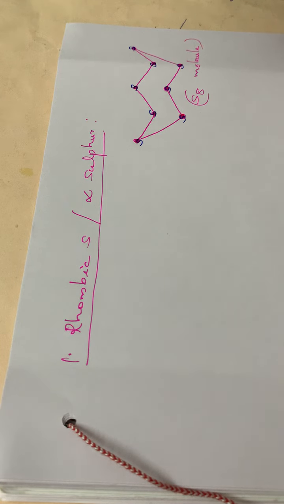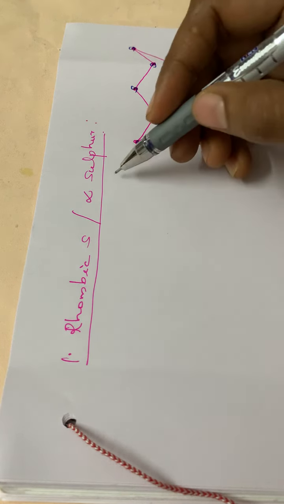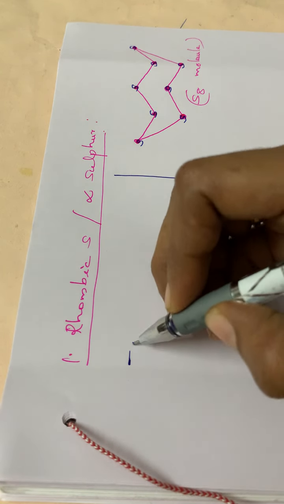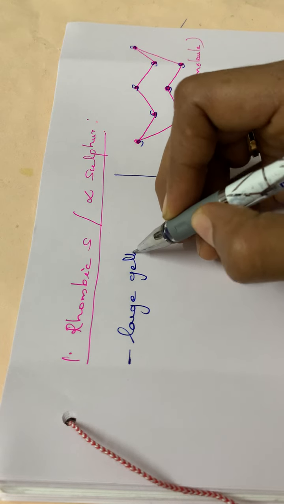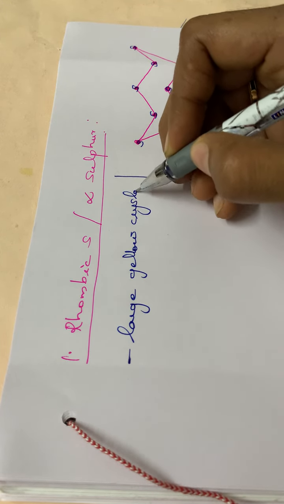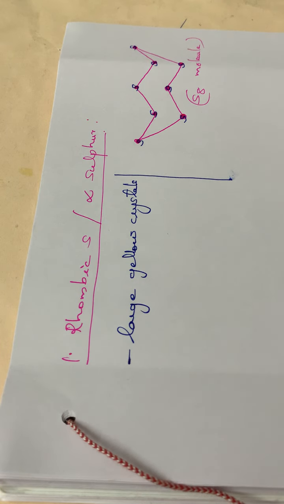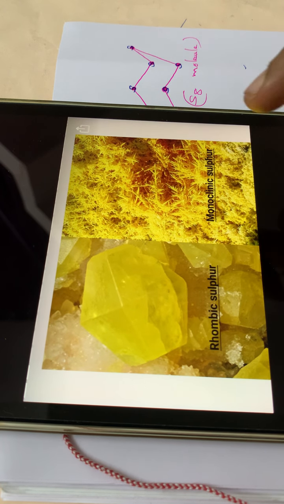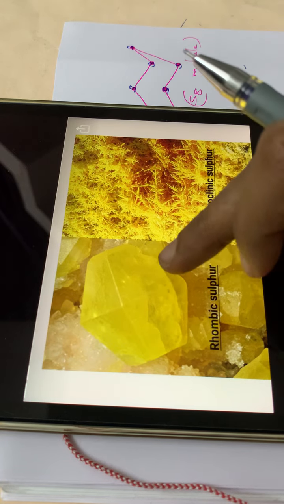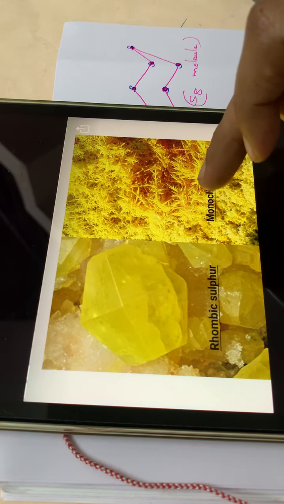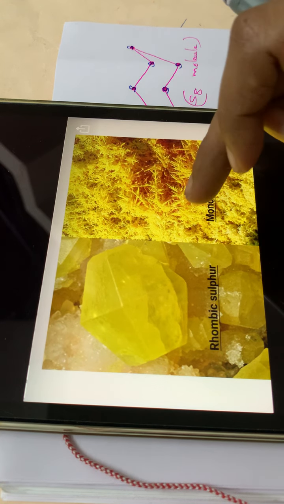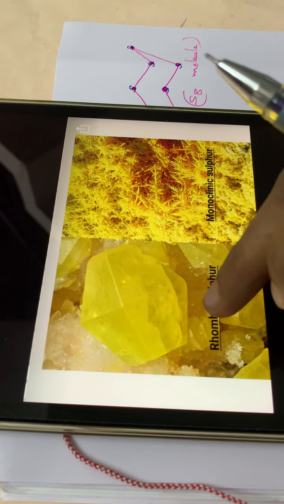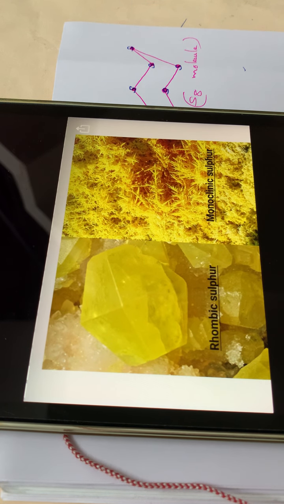Coming to some of the properties of this sulfur, they are large yellow crystals. I will be showing you the picture of rhombic and monoclinic sulfur. See, this is rhombic sulfur and this is monoclinic sulfur. Rhombic sulfur is a large yellow crystal, isn't it? But monoclinic is almost needle shaped. Monoclinic sulfur forms needle shaped crystals, while rhombic sulfur is a large crystal form.